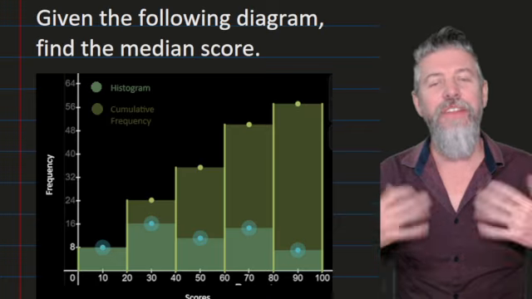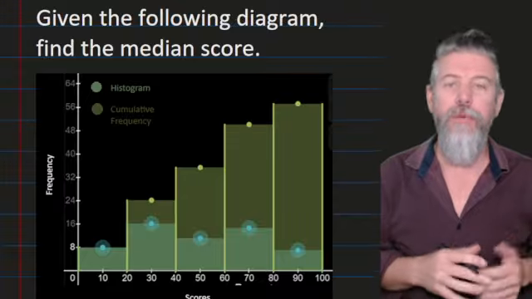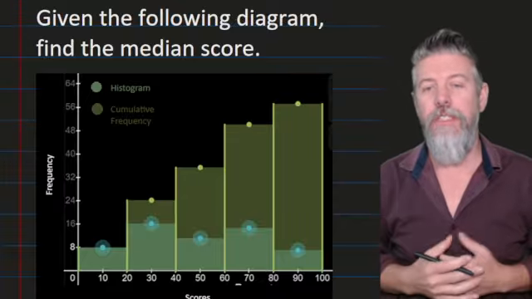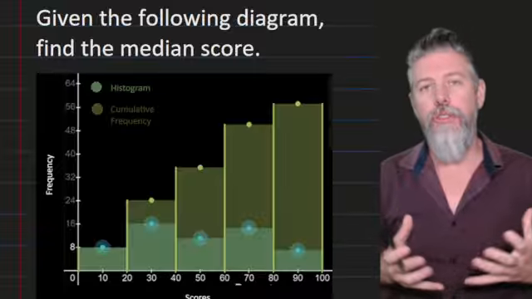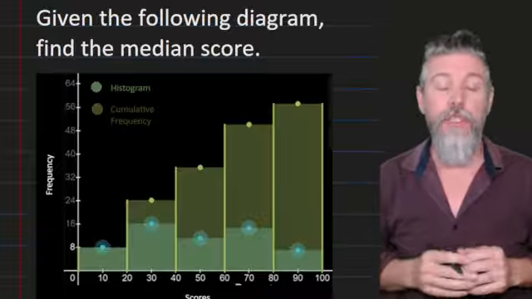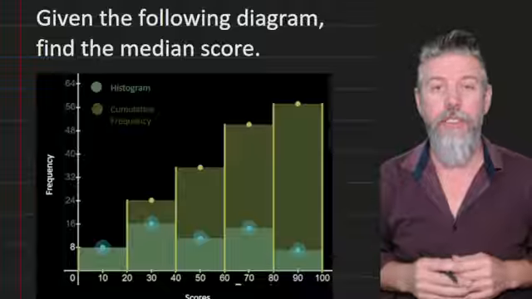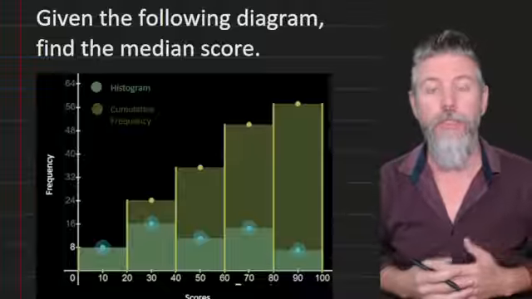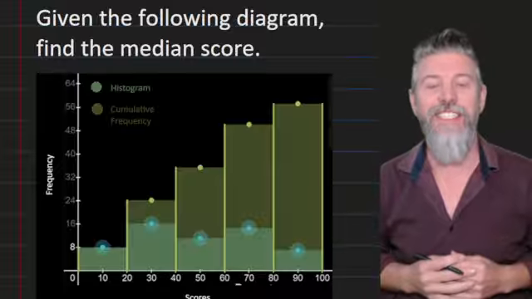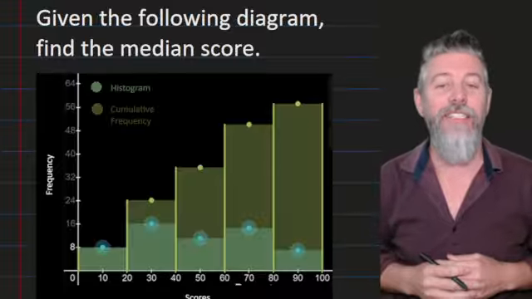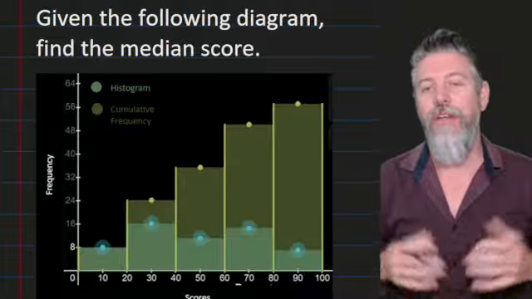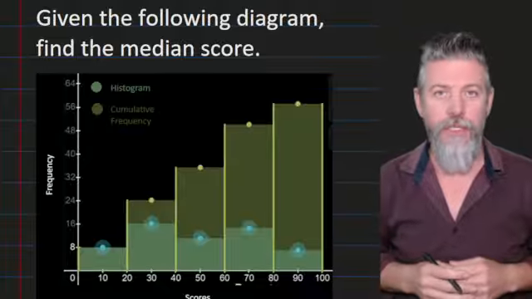I'm John Hepworth and this is a Year 11 advanced topic out of probability and data. This is the data section. I'm probably not going to do too many videos on just this specific data section because so much of it is graphical, which is quite difficult to teach over the internet, but we'll have a crack at it today by looking at this question. Given the following diagram, find the median score.